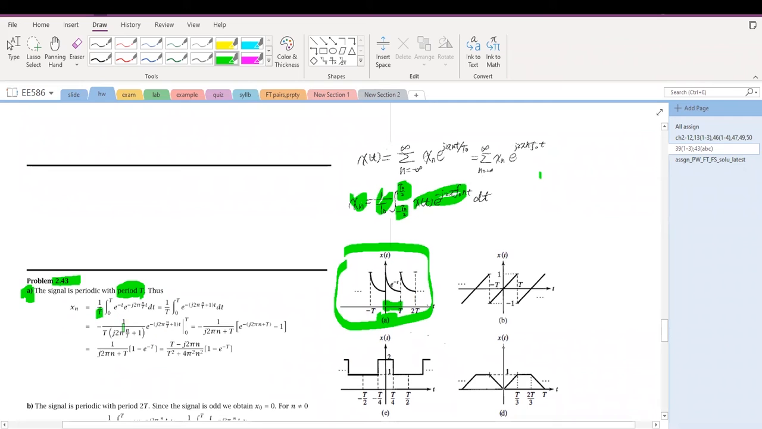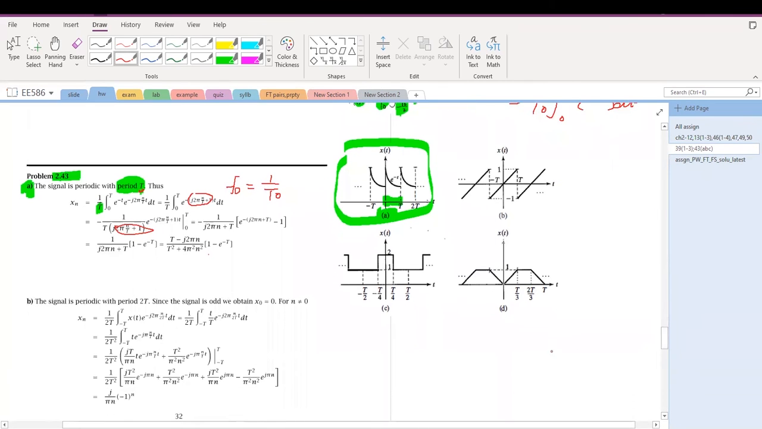So the period is T. You can do minus half T naught to half T naught. You can also do, and we mentioned this in the video, you can do 0 to T naught, the same thing, as long as you integrate for one period. f naught here equals 1 over T. Okay, you plug it in, and this is a complex exponential. Plug in everything, organize a little bit. This is the result.